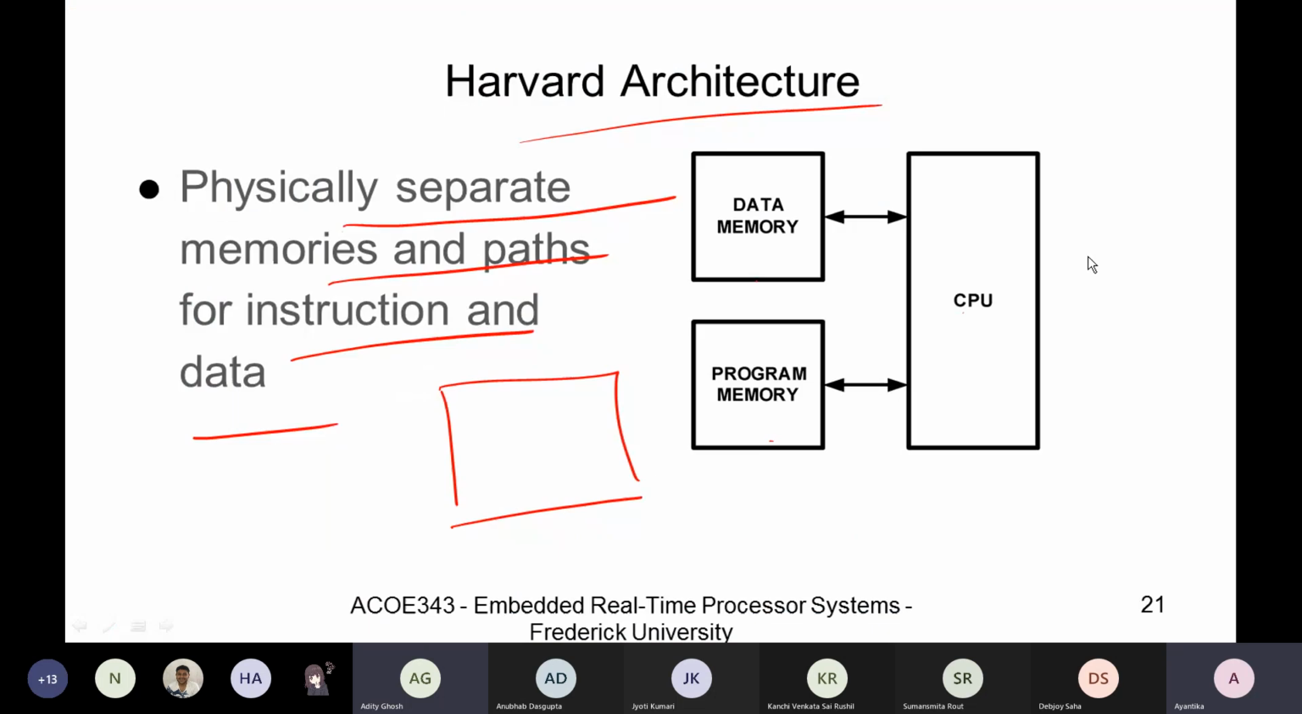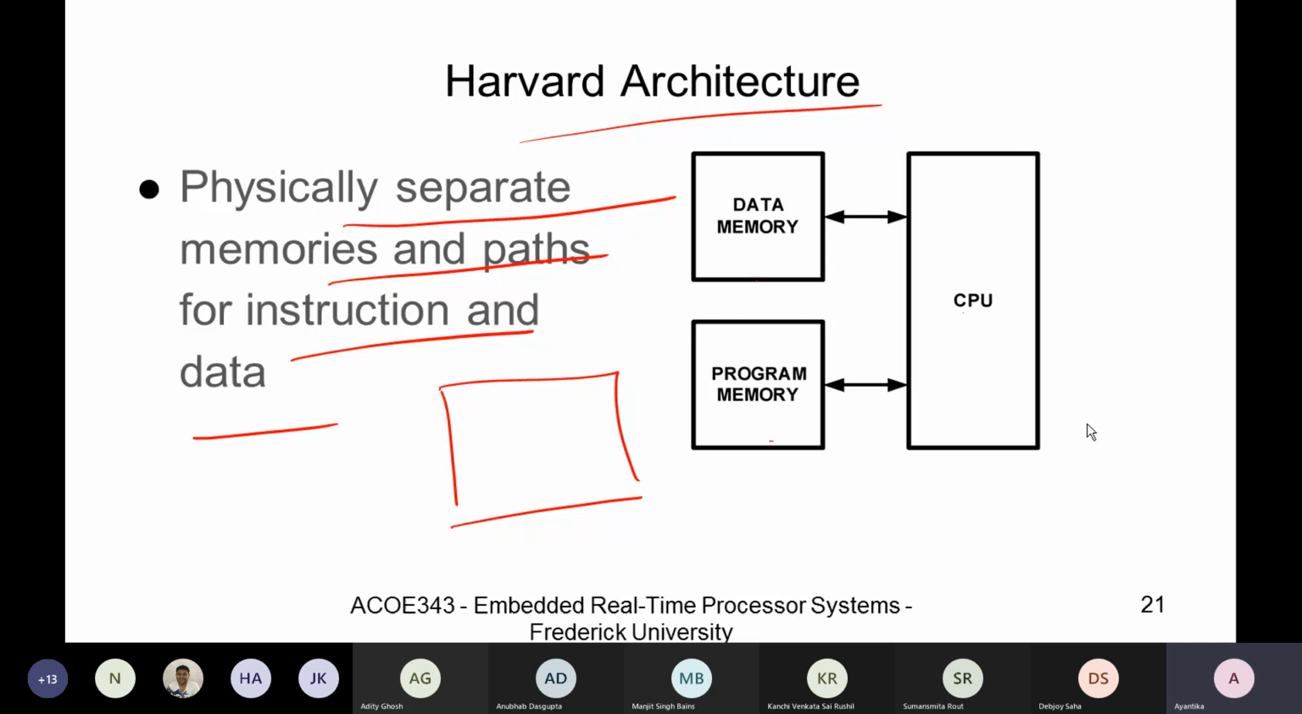Ma'am, parallelly data memory and program memory can be accessed. Very good. What else? Instruction level parallelism can be achieved so that more instructions will be executed per cycle. Yes, parallelism is one important factor. That's why this Harvard architecture came into the picture. What else? What may be the other case?